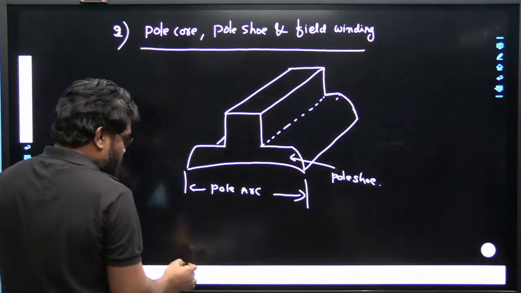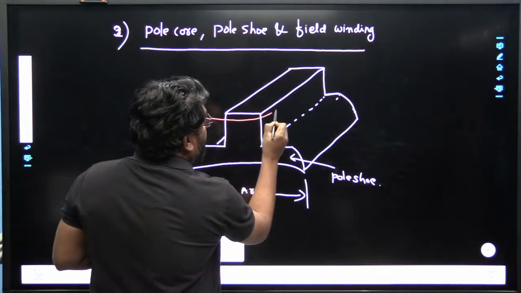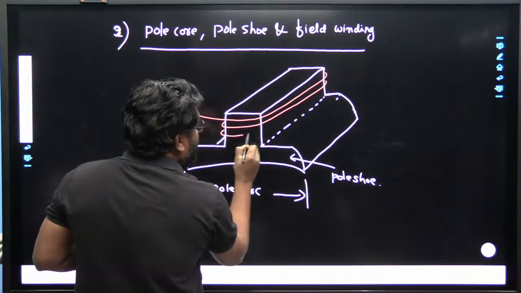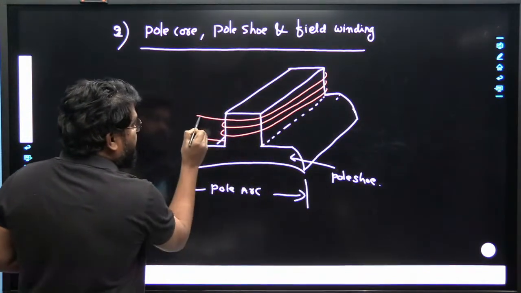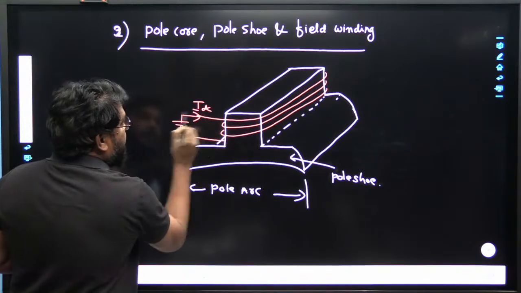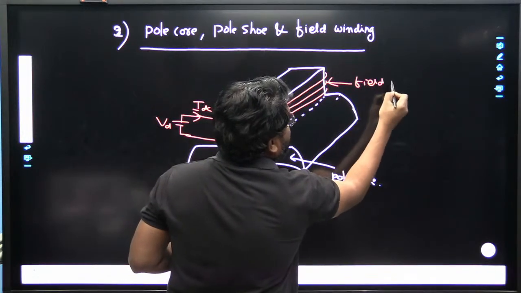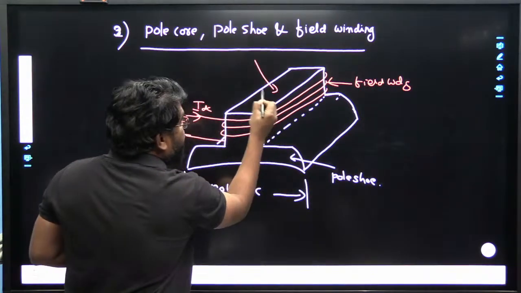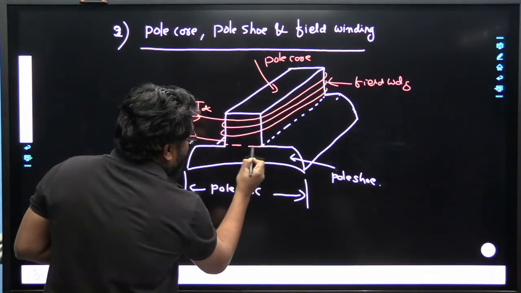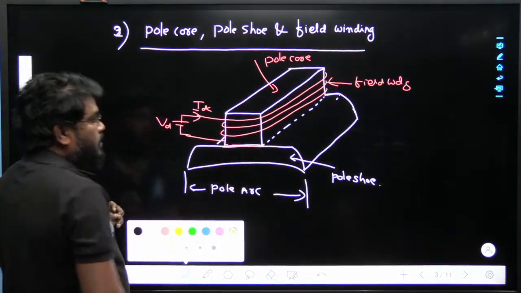Okay, so now where is the field winding? The field winding is placed like this: one turn, second turn and third turn, like the number of turns. It is excited with the DC supply, so a DC current passes through the field winding. So this is the field winding of the DC machine, and this part we can say is the pole core of the machine. So: pole core, pole shoe and the field winding. Okay, is that clear now?